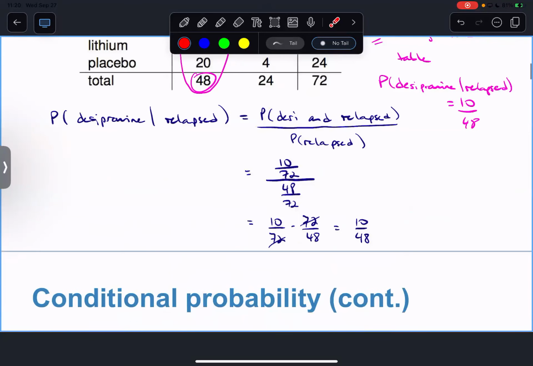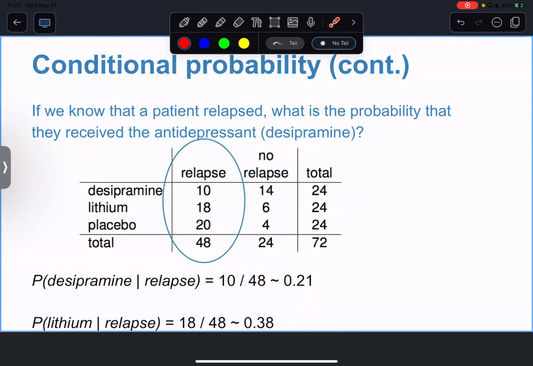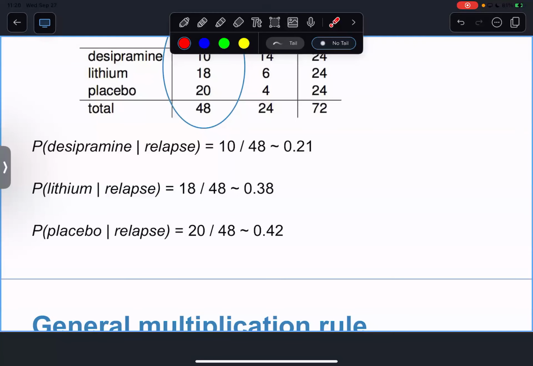So why did I show all that work? Why did I spend all that time? Oh, it's my job. There might be someone out there who wants to use the fractions. Maybe. So we can look at all these given probabilities, right? If we wanted to, the probability of lithium given relapse, the probability of placebo given relapse, then you can confirm those, right? Both with the fractions or just looking at the tables. Either way, you're going to get the same answers if you're doing it right.